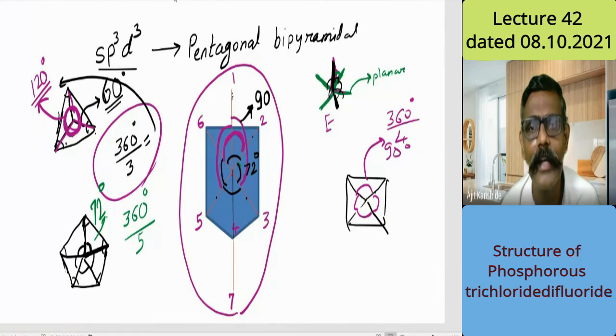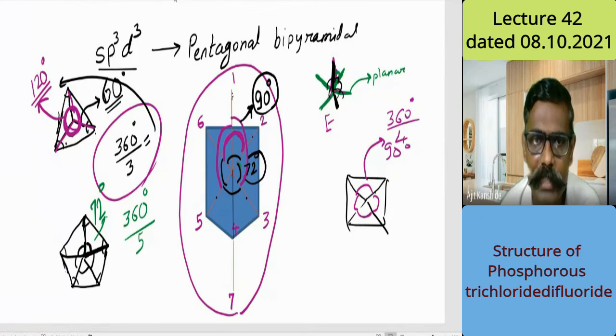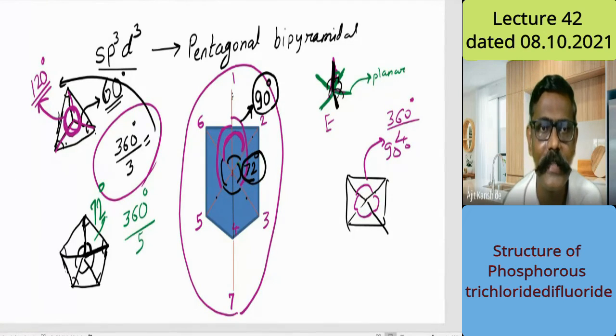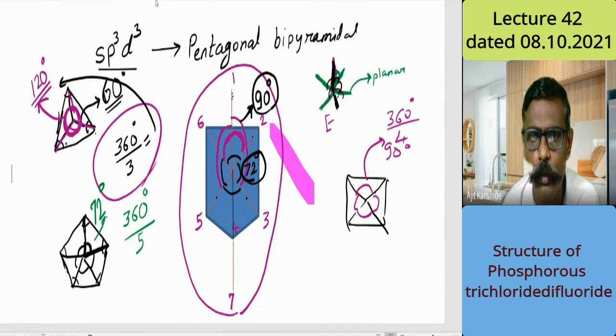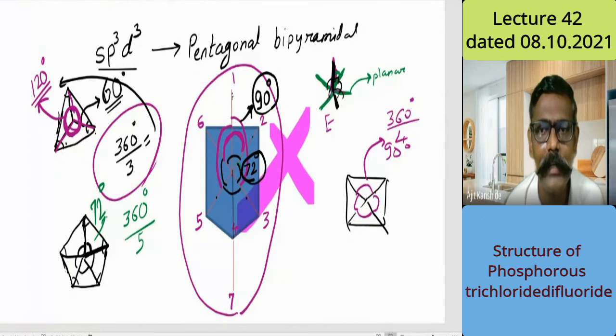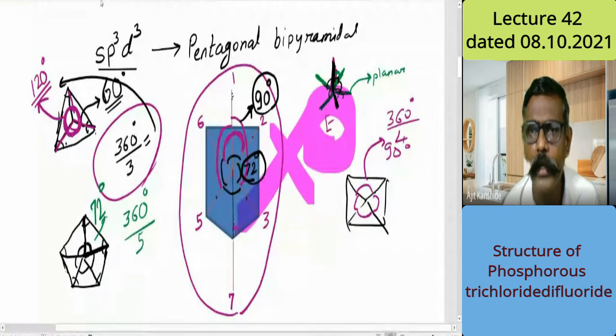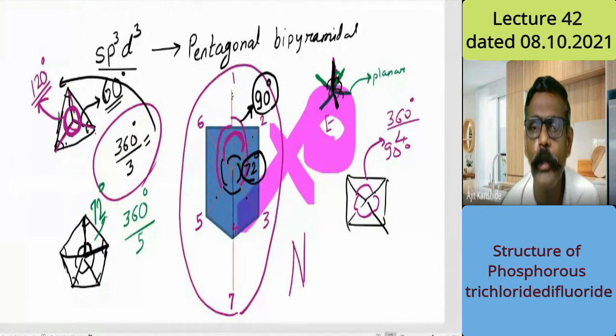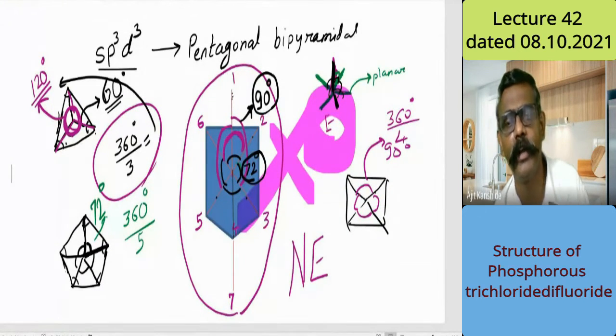Yes. See, in one case the angular separation is 90 degree and in the other the angular separation is 72 degree, which means the angular separation is not equal. If so, then is the answer you have given correct? Will the positions be equivalent or non-equivalent? Positions will be non-equivalent.